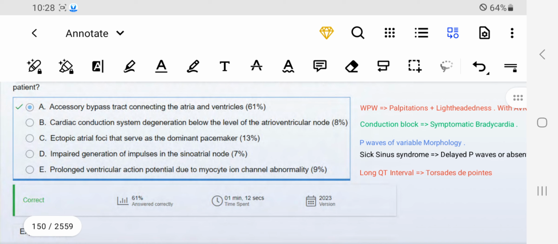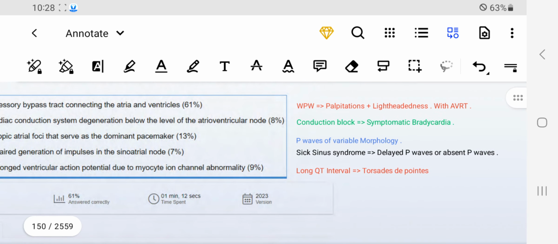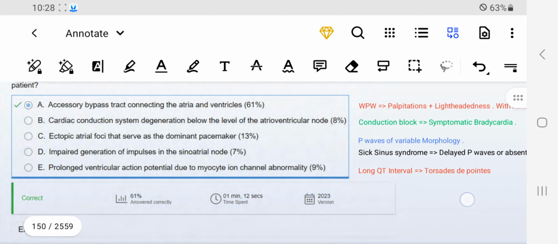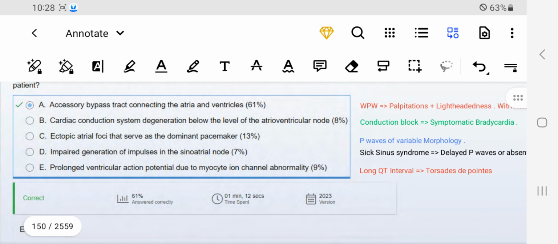Okay, then why not option D, impaired generation of impulses in the sinoatrial node? That would result in sick sinus syndrome. Impaired generation of impulses in the SA node, sinoatrial node, so that would result in sick sinus syndrome. What will happen? There will be delayed P waves, or there would be absent P waves, right? Okay, why not option E, prolonged ventricular action potential due to myocyte ion channel abnormality? That would lead to long QT interval, and that would lead to torsades de pointes, right?